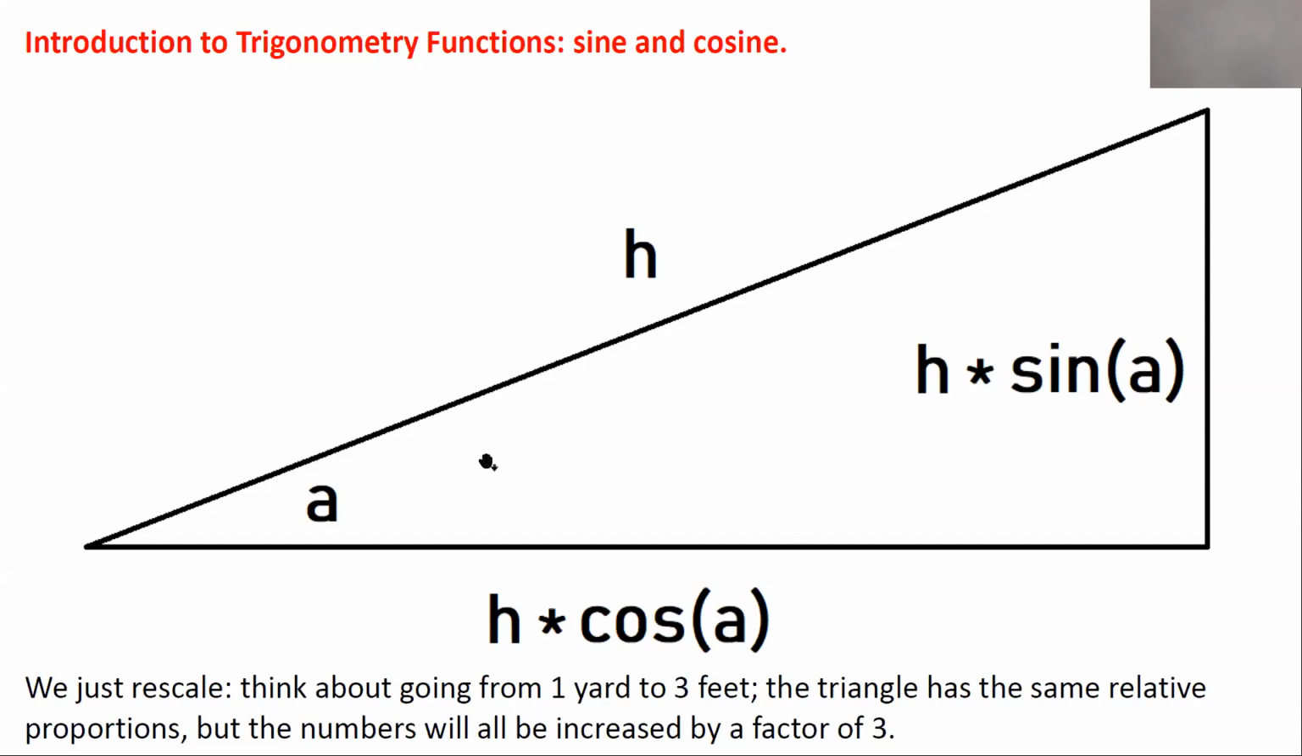Another way to think about it is, imagine I'm measuring the hypotenuse in yards. I have the hypotenuse is 1 yard. Instead of using yards, I could just say it's 3 feet. Or 36 inches. Or I could say it's almost a meter. And so the relative sizes of the sides don't change.